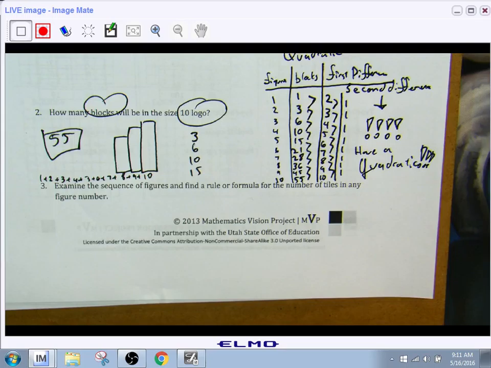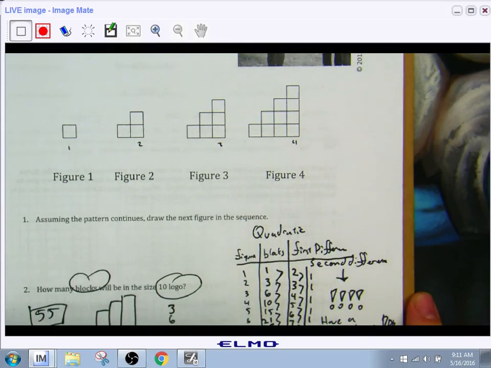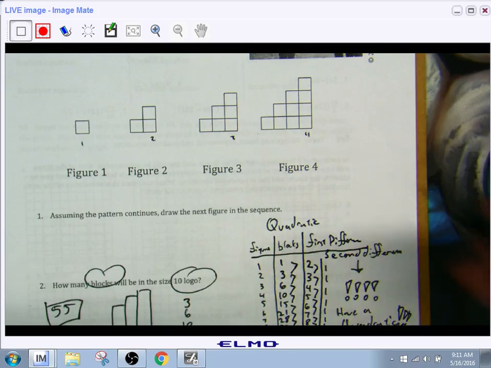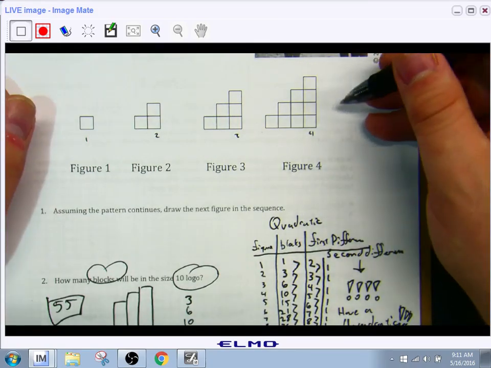I want to show you guys one more thing, too. I want to go back a little bit to kind of help us with that number 3, because number 3 is going to ask us to write an equation. So I want to show you some things. So let's look at our fourth figure.